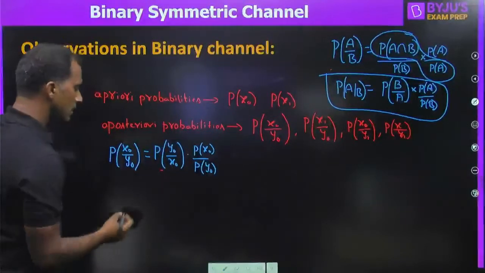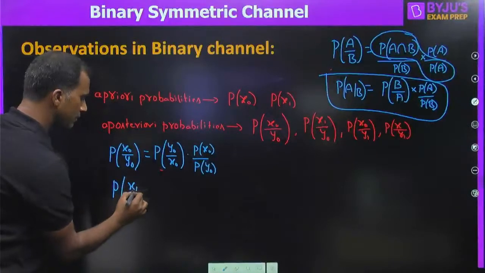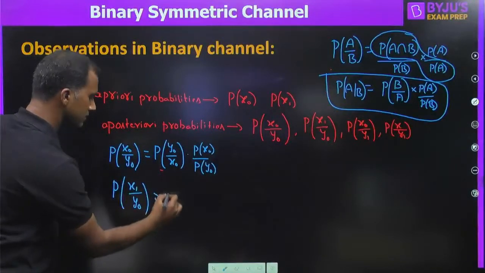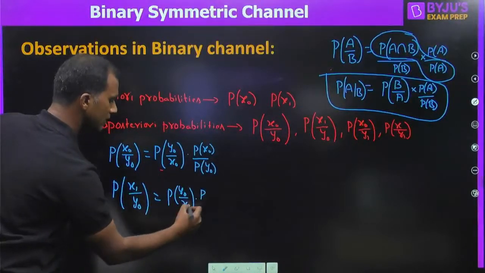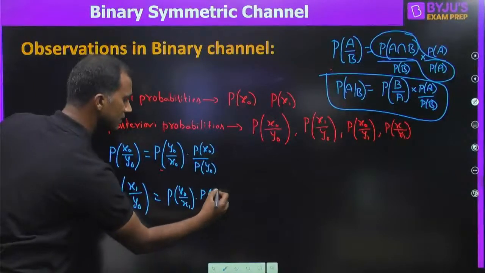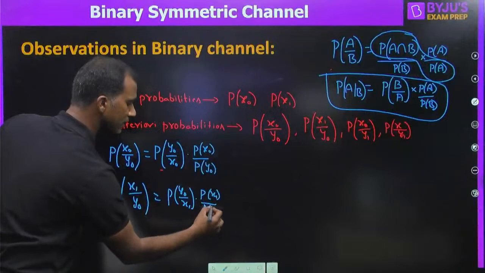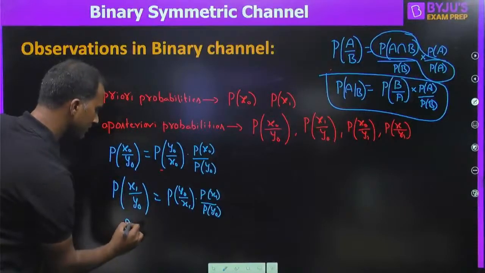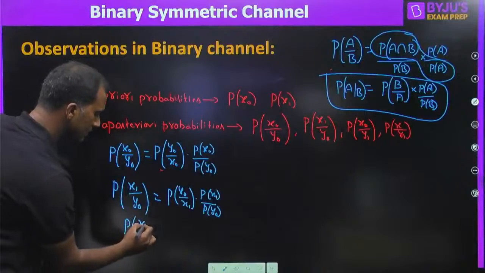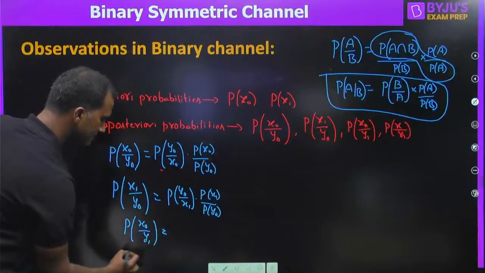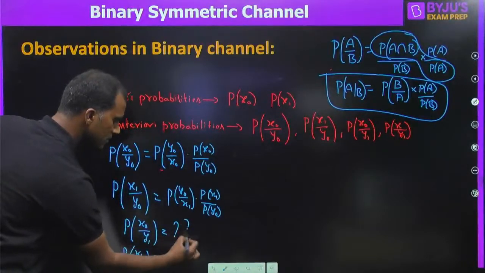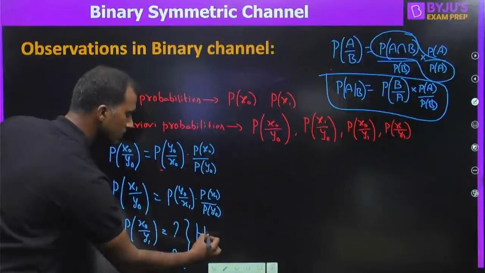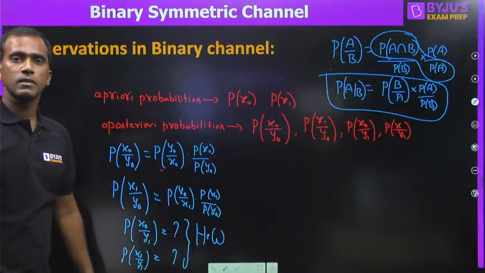Similarly, P of x1 given y naught, reverse it: P of y naught given x1 into P of x1. x1 here in the denominator, so write x1 in the numerator, y naught in the numerator, write it in the denominator. Similarly, you can take this as homework: P of x naught given y1 and P of x1 given y1. So express these two similarly. This is your homework. Okay, a simple homework.